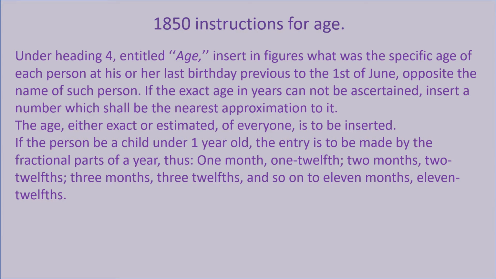Here are the instructions to the census taker in 1850. Notice the instructions for children under 1 year old. The instructions for age are basically the same for all the censuses from 1850 on. On some censuses, you might see that it says 2 and 3/12. This means that they are 2 years and 3 months old. If it says 3 and 4/12, then the child is 3 years and 4 months old.